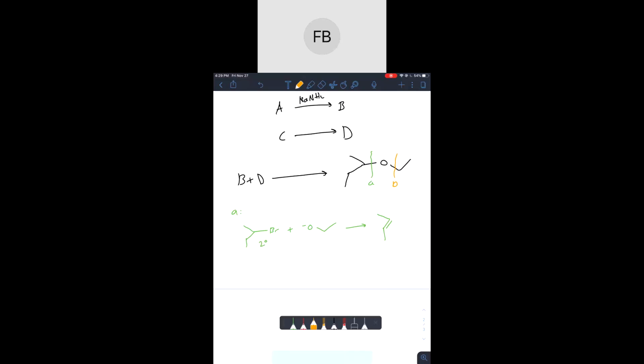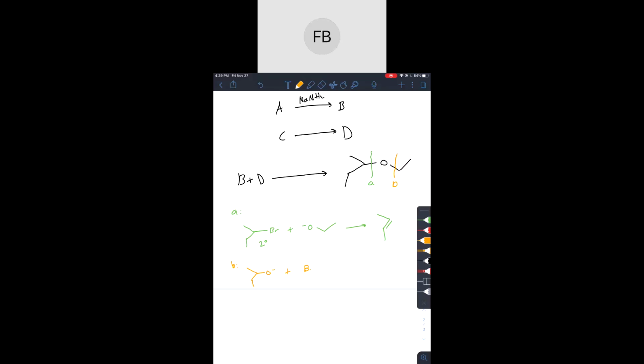So then we'd go to B, and that would just be the opposite. The O would stay attached to the first part, and then the Br would be on the other part. And that would give us SN2. So then it would just be like our beginning product that we basically got from B and D.